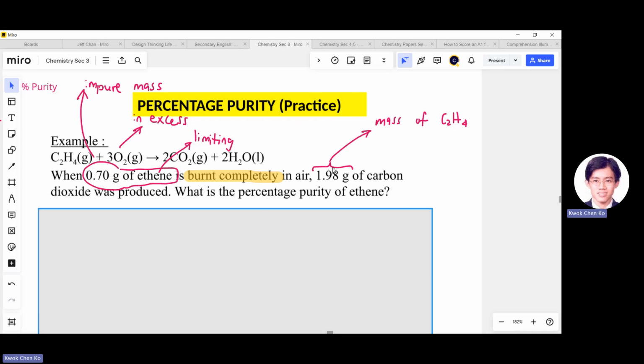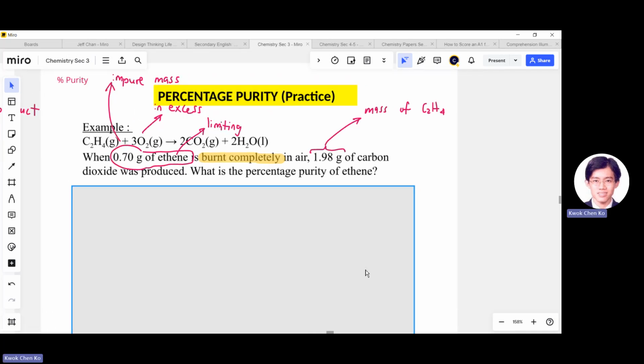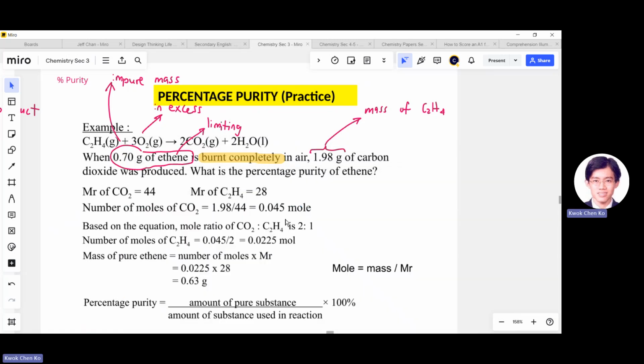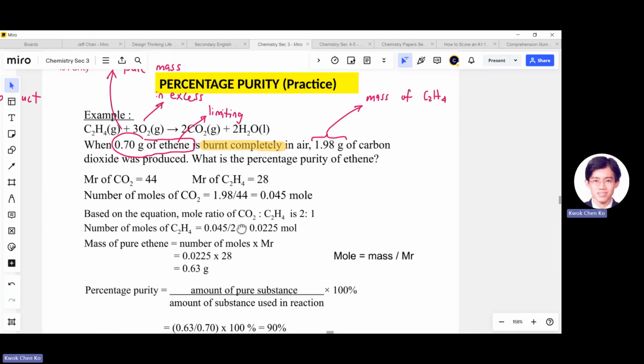What to do first? You're given mass. Don't think too much. Just find out the number of moles of CO2. That should be the first step. If you don't know what to do, find out moles. Oh, 90. Okay. Angel, do you get 90? Okay, that should be fine. Right, so if you don't know what to do, you're given mass here. Let's go find out the number of moles of CO2. Right, 0.045, then work out the moles of ethene. Ratio is 2:1, so this is ethene.